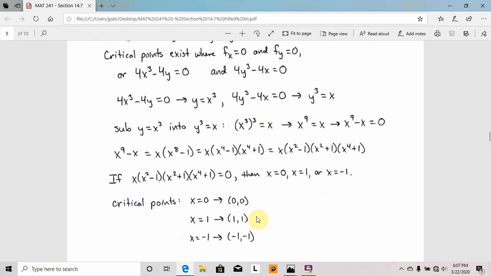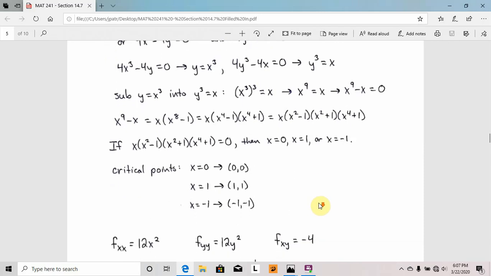And you would get those 3 points right there. All right, so now that we know what the critical points are, we've got to figure out what they are. Are they local maxes, local mins, saddle points? What's going on here?